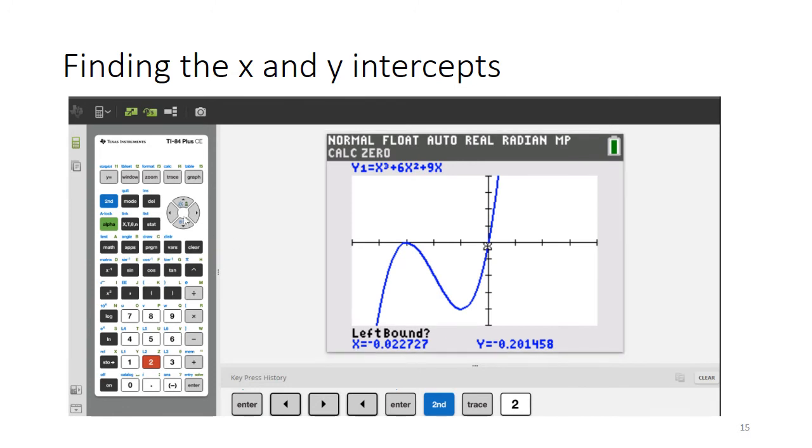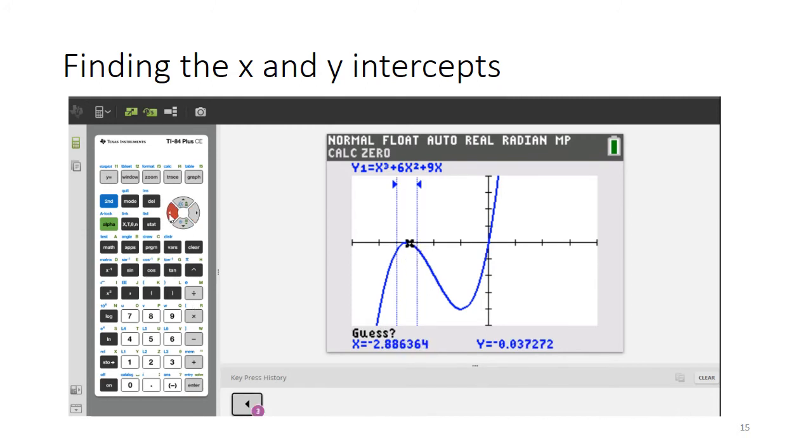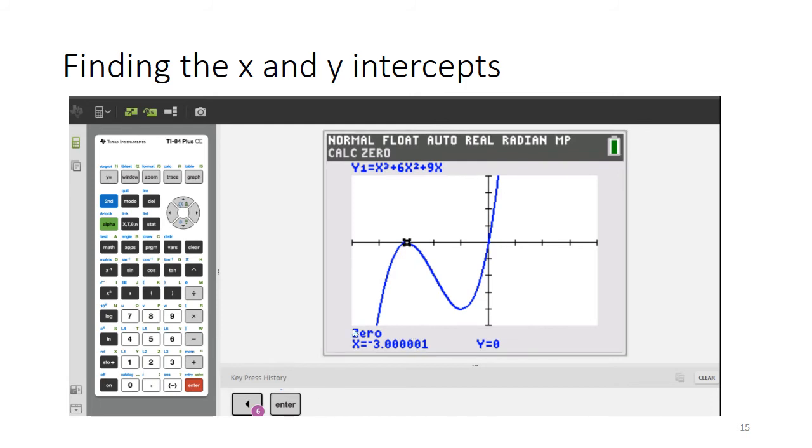First, it will ask me for the left bound, so I'm just going to move this to the left of the point, then to the right of the point, right bound, and guess what the point is. It's around there. Okay, so the coordinate would be -3 and 0.